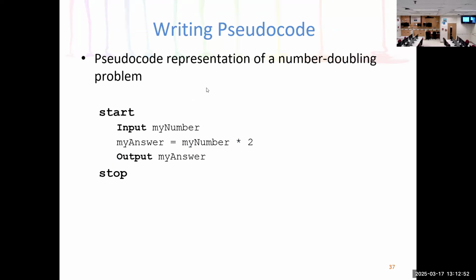So now you're writing the pseudocode here, right? In pseudocode, you think about the program here. I mentioned it before. I need to get a number from the user, and I just double that number, and I want to print it out. So how do we write it in pseudocode?